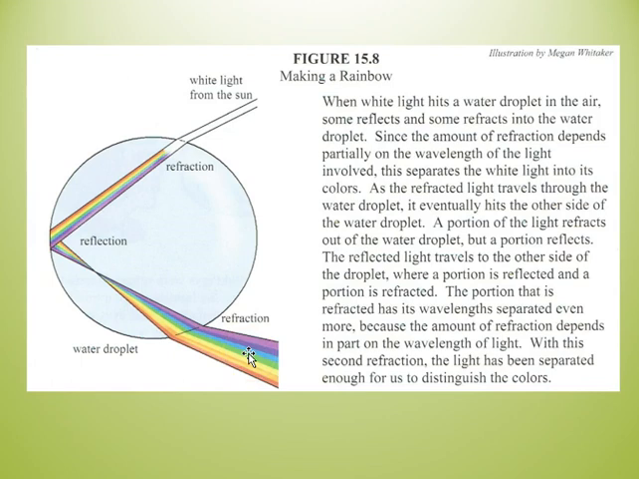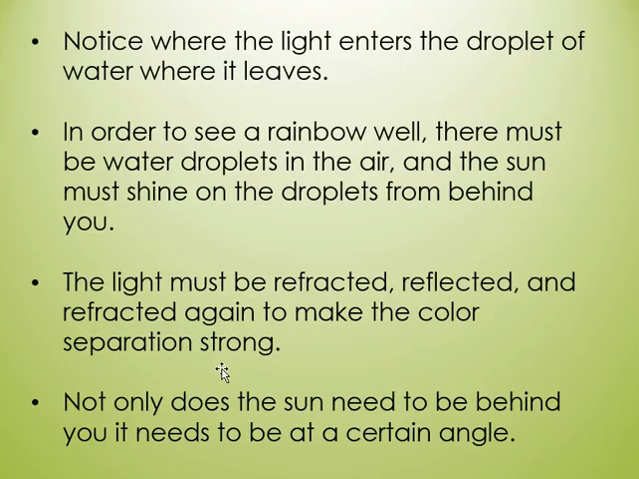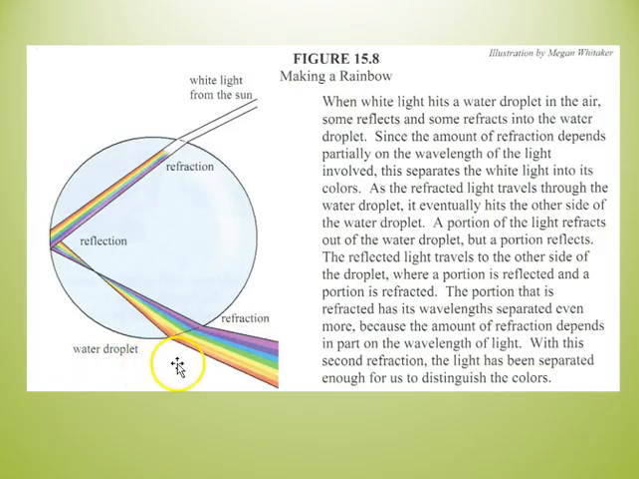Because the amount of refraction depends in part on the wavelength of light, that is the reason that they get more separated. With this second refraction, the light's been separated enough for us to distinguish the colors. This is your rainbow. So your rainbow is a refraction. Notice where the light leaves the droplet of water. Here it is right here.